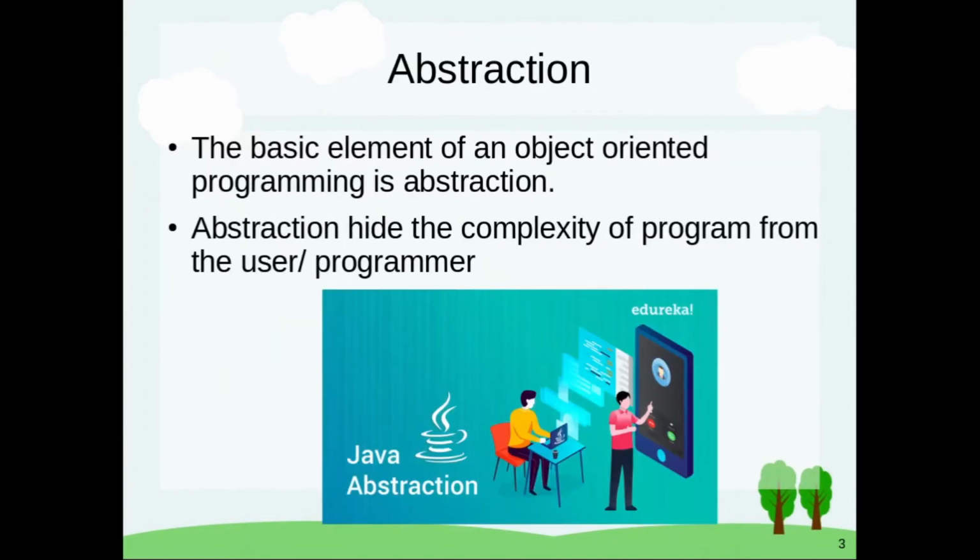The first element of any object-oriented programming is abstraction. What does abstraction mean? Abstraction hides the complexity of a program from the users. Abstraction just hides the complexity of a program or anything from the users.